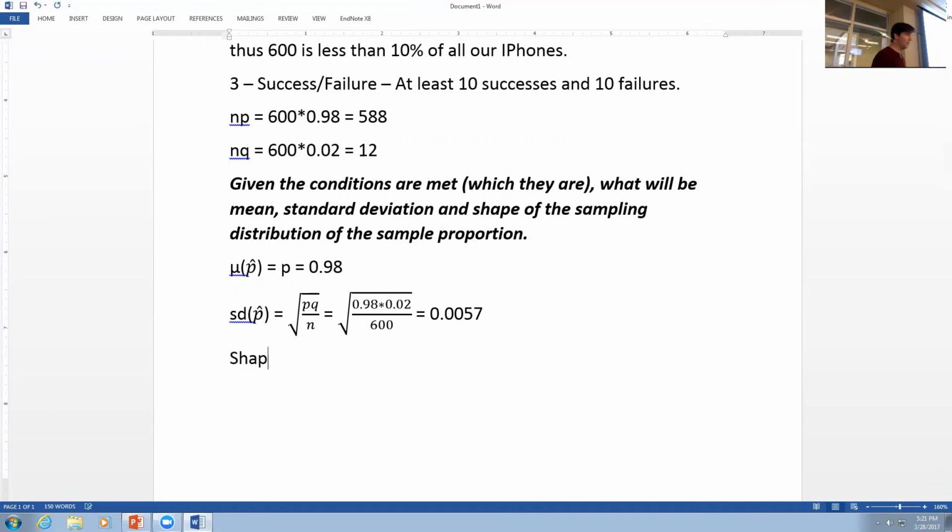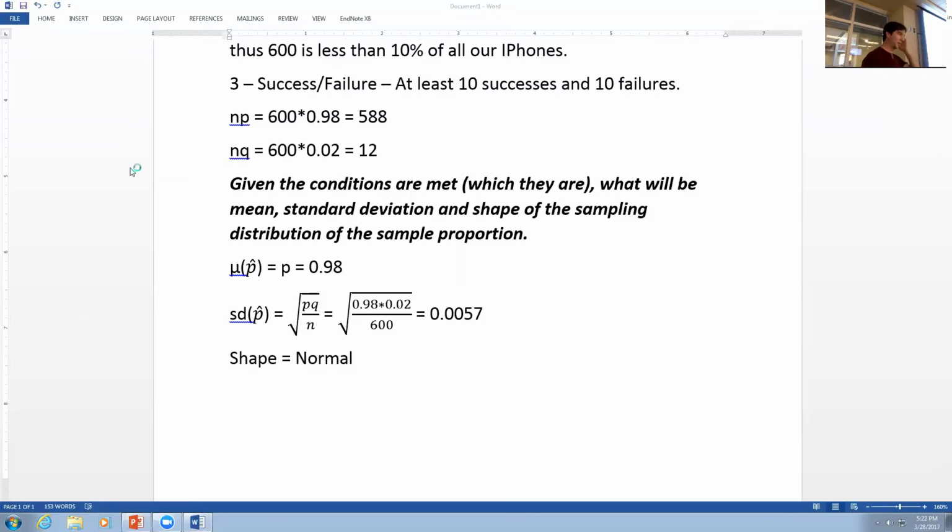Next, we need to know the shape. It's normal. Nice and easy. The shape of it has to be normal. Question? Well, bimodal, uniform. We never asked this on tests, but if it's not normal, it'll be skewed. And I'll show that just briefly here as an addendum.